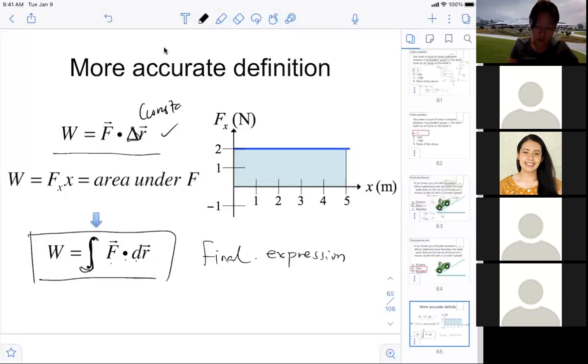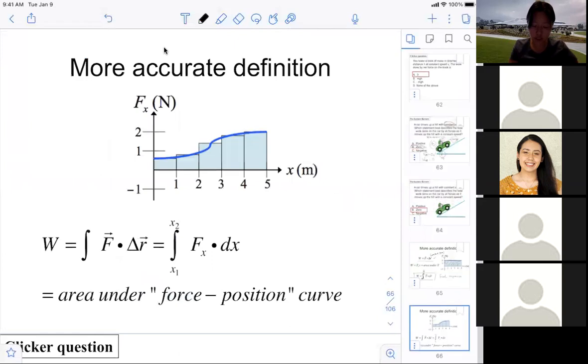You can also see from this graph that F dot dr is the area under the curve. Whatever this curve is, the integral gives you the same thing: the area under the curve. So for example, if your force is changing as this curve, then the way to calculate work is no different. It's simply, what is the area under this curve? In math, you represent it using the integral from x1 to x2 of F in the x direction times dx, the displacement. So it's the area under the force-position curve.